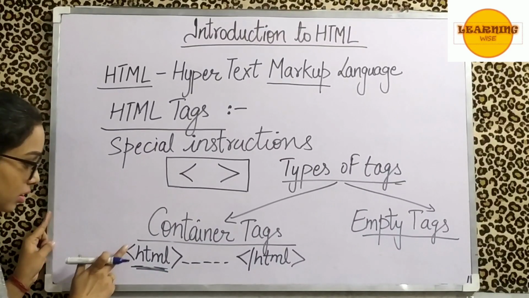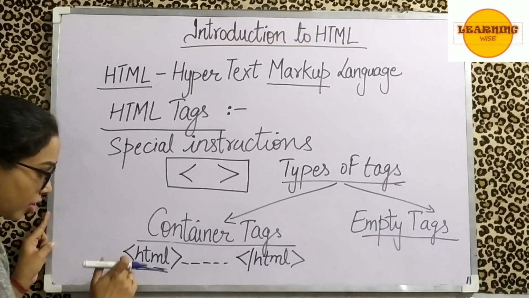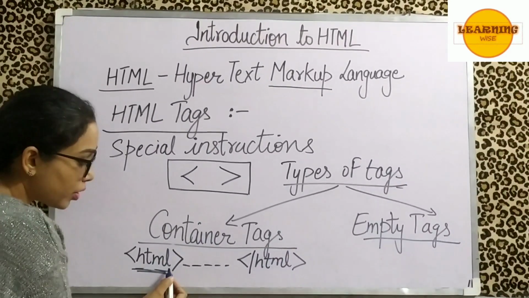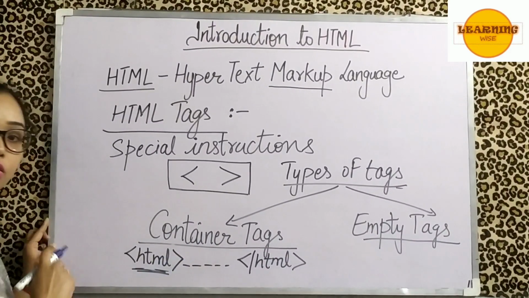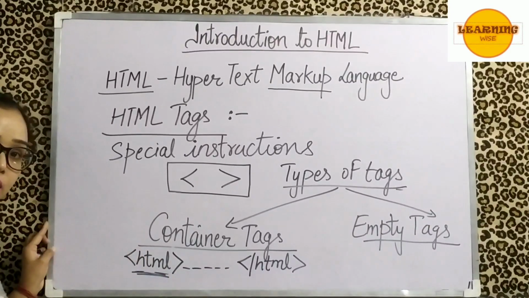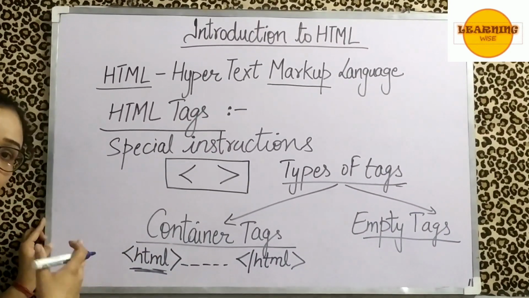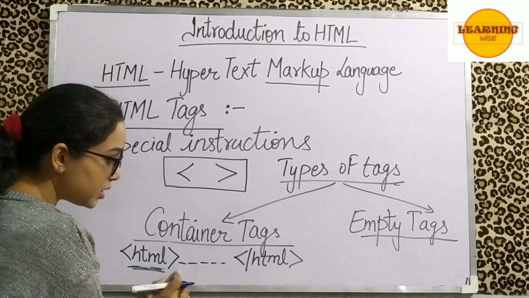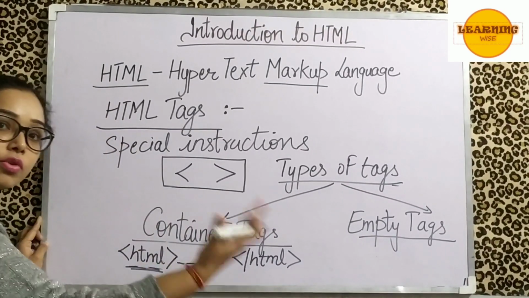Can you see here? I have written the angular bracket and right after that I have started writing HTML. And when I wrote L, I have again used the angular bracket. No space has to be between the angular bracket and the tag. Okay. Then these dashes mean the content which you want to display over the web page.